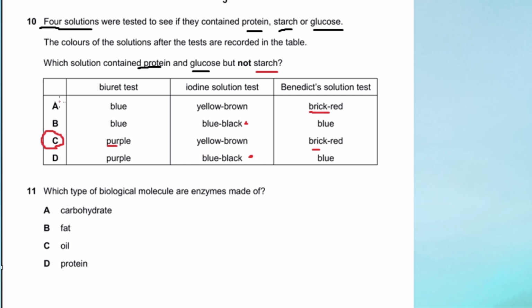But again, be careful. Mark either A, B, C, or D, because I have seen students mark, okay, then we mark this one, then we mark this one, then we mark this one. And this is wrong. Okay. Then they ask which type of biological molecules are enzymes made of, and this is something you just have to remember. They are always made of protein.